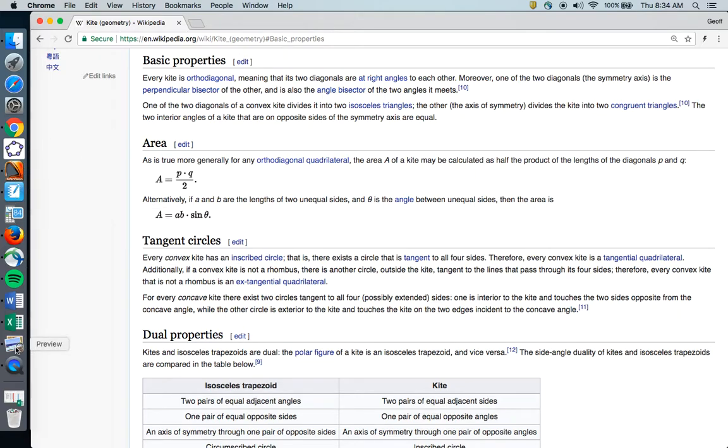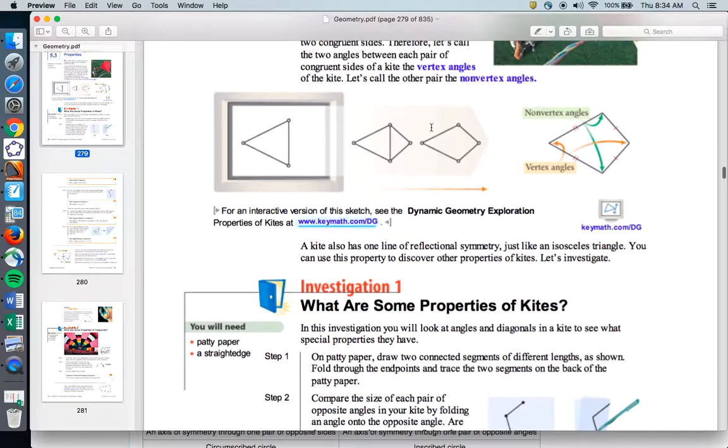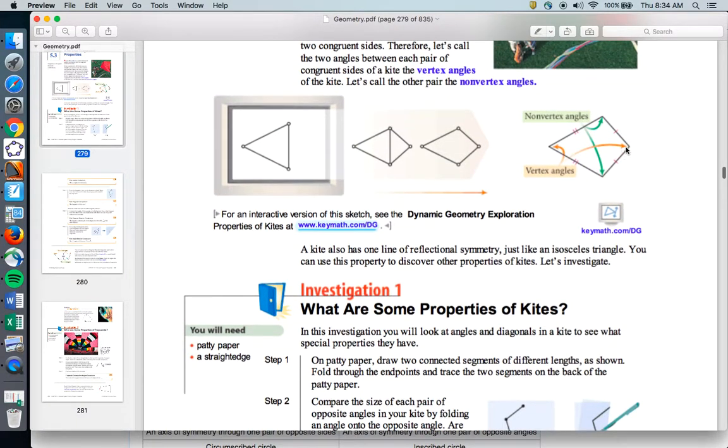consistent with. So, first thing, kite angles conjecture. The blank angles of a kite are blank. If we go back to this picture, we're not going to investigate that, but it's pretty clear, I think, to see that the vertex angles are not congruent. However, the non-vertex angles will be.